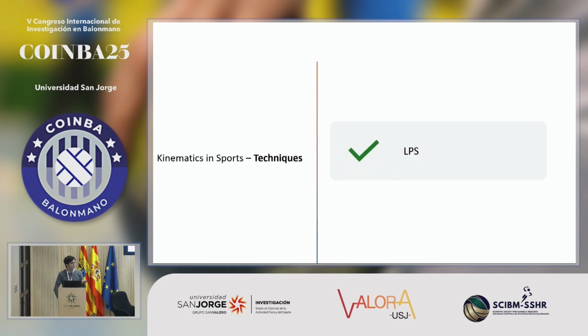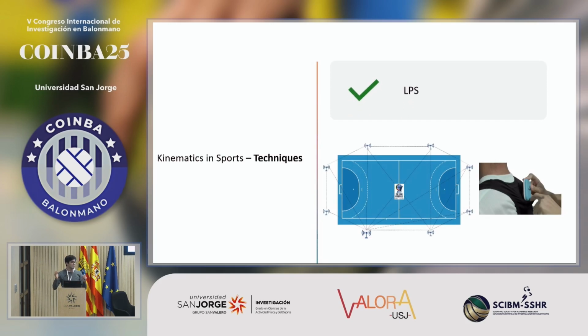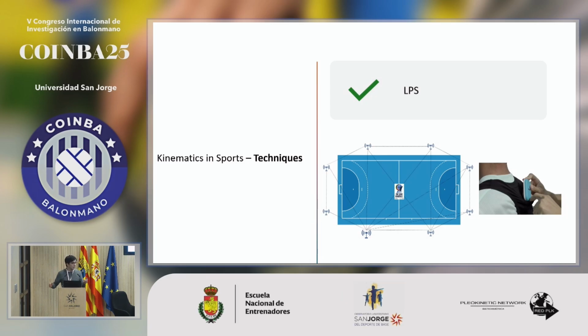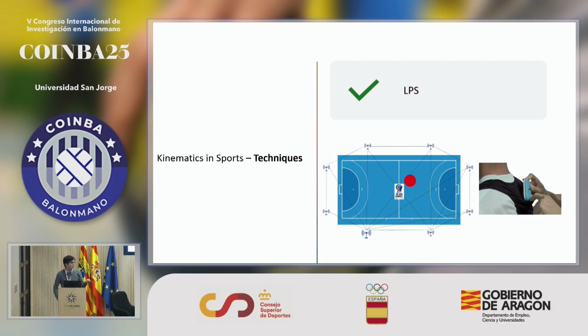The LPS uses the same idea that the GPS has, but instead of having satellites, we have antennas around the field, and they work as satellites that measure the coordinates using these little devices that the players wear on their back, and from there we can calculate the position and velocity and many other metrics.